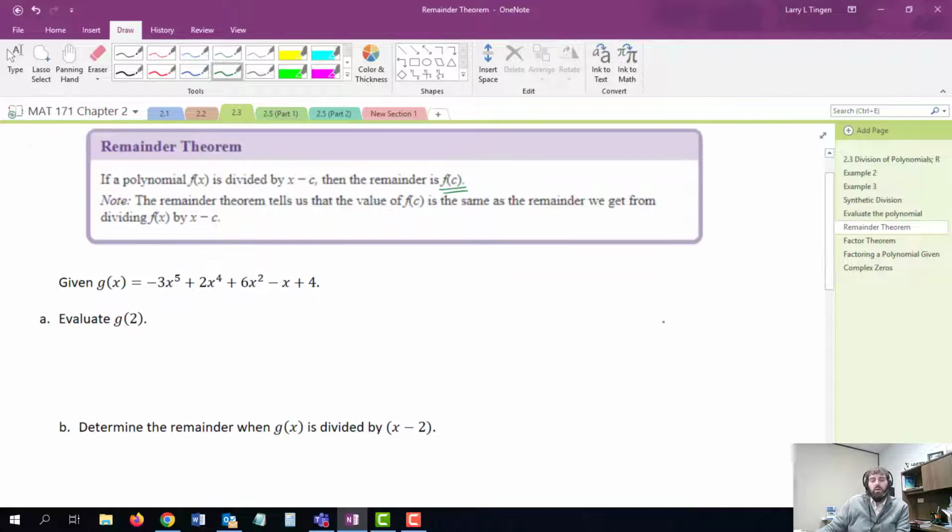Let's kind of drive this point home. Here's g of x. Evaluate g at 2. Well, g at 2 means swap out all the x's for 2's. So that is negative 3 times 2 to the 5th plus 2 times 2 to the 4th plus 6 times 2 squared minus 2 plus 4.